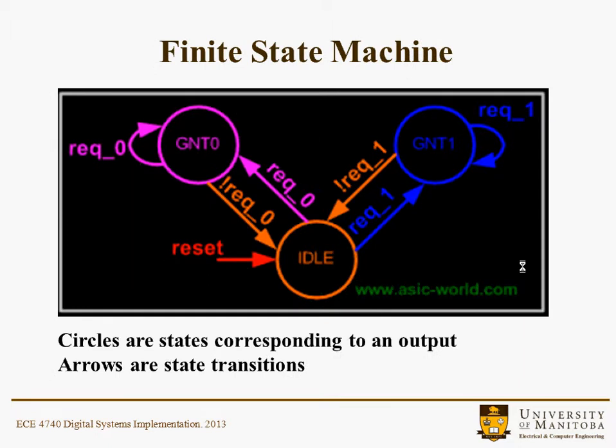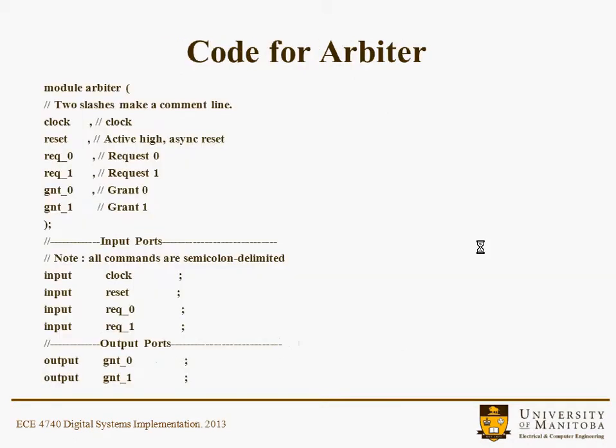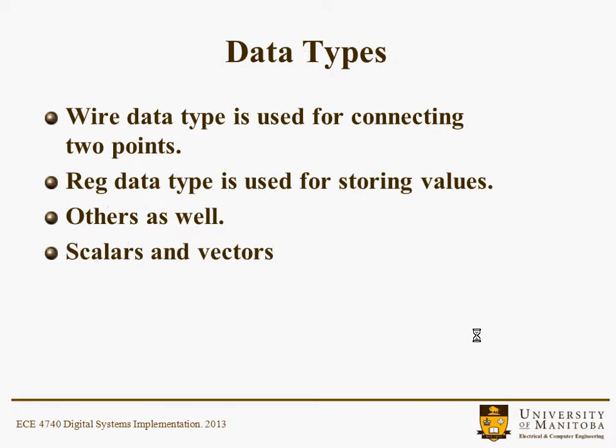Here's the inner workings of that module. It's a finite state machine. Circles are the states, and the arrows are the state transitions. So here's the code and the interface for the arbiter, module arbiter, and it has a clock, a reset, request signals and grant signals, and then the declaration of whether they're inputs or outputs.